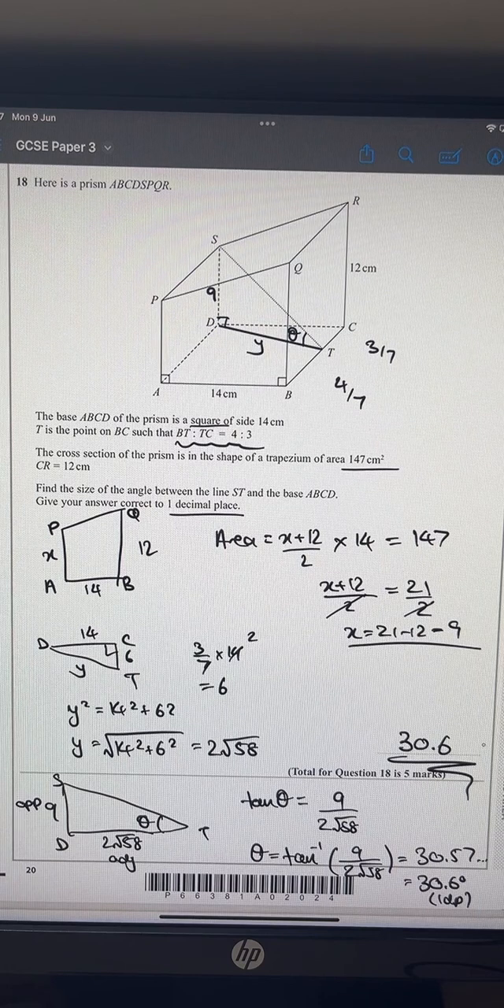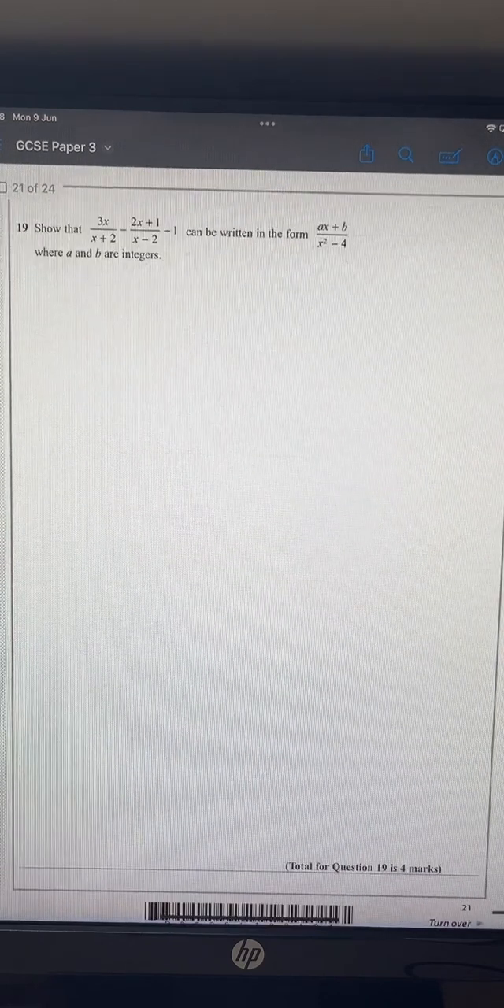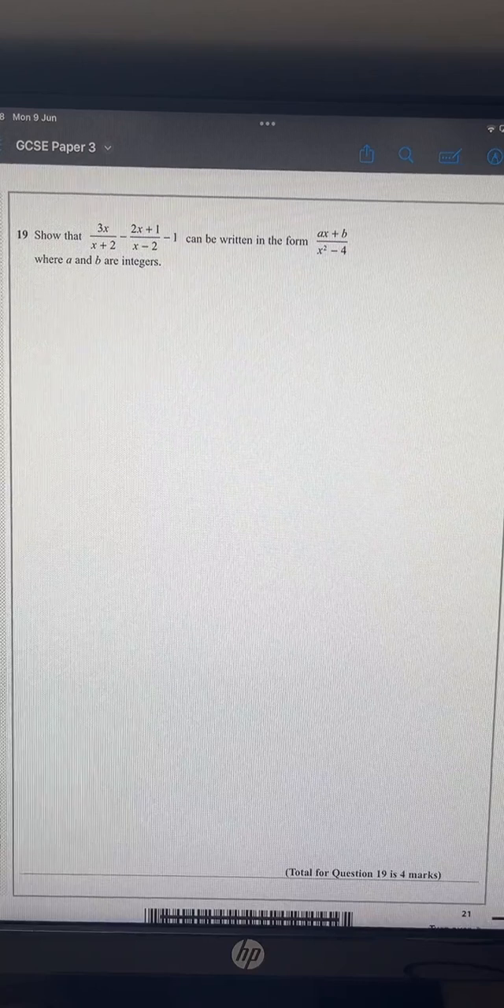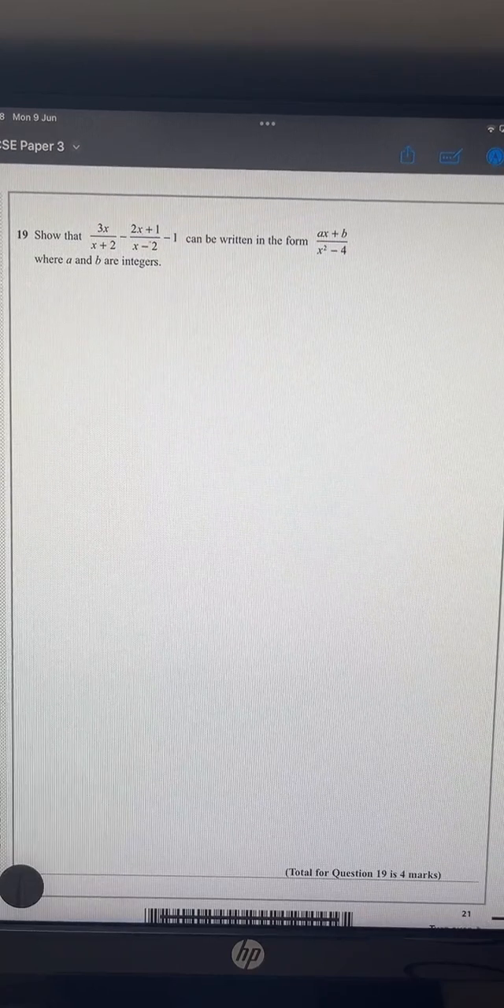All right, I'm going to move on to question 19 now. So this, I said I love pure algebra. If I got this towards the end of the paper and it's 4 marks, I would be so happy. So show that 3x over x plus 2 minus this thing minus 1 can be written like this. Well, what's the only thing I can do?